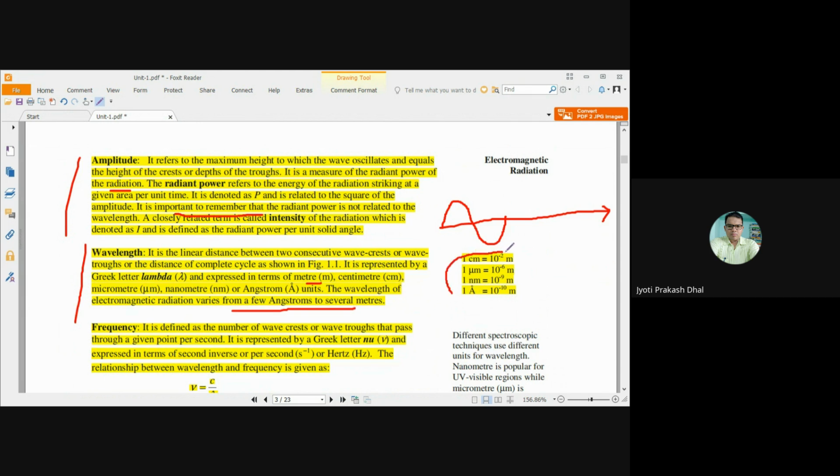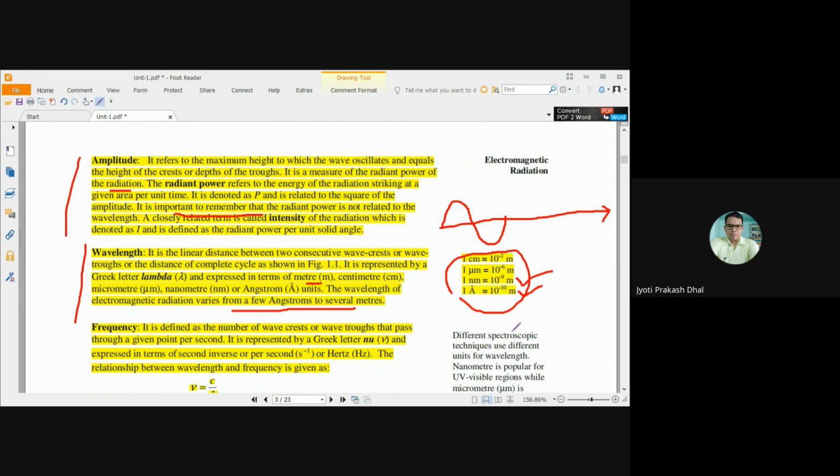And here, there are conversions between the different units of distance. 1 meter equals 10 to the power 9 nanometer. Similarly, in the reverse way, 1 nanometer equals 10 to the power minus 9 meter. And 1 meter equals 10 to the power 10 angstrom. In the reverse way, 1 angstrom equals 10 to the power minus 10 meter.